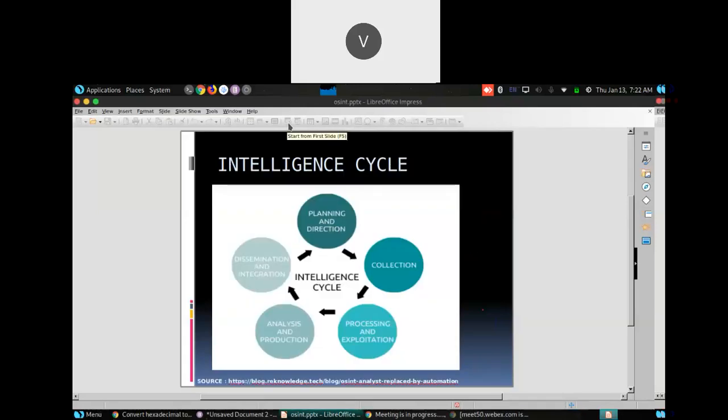So this is the intelligence cycle. I've told you there are many kinds of intelligence, not only open and closed source. This is how the intelligence cycle works. First, planning and direction.